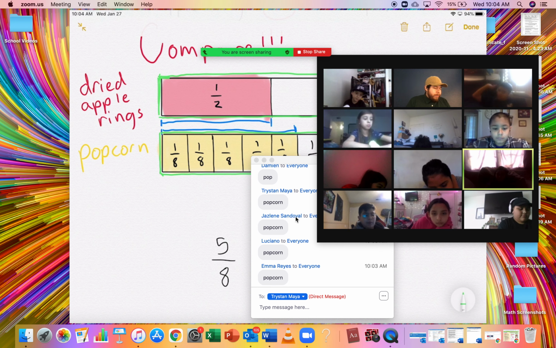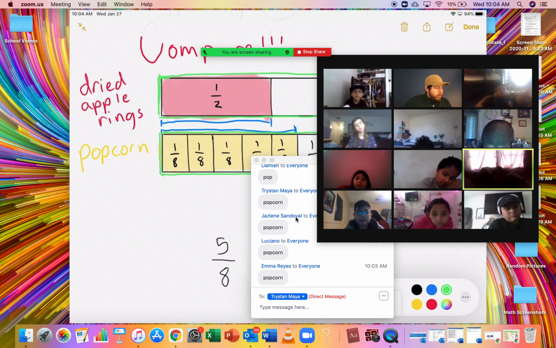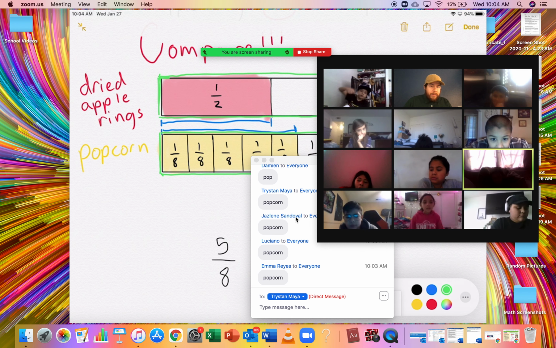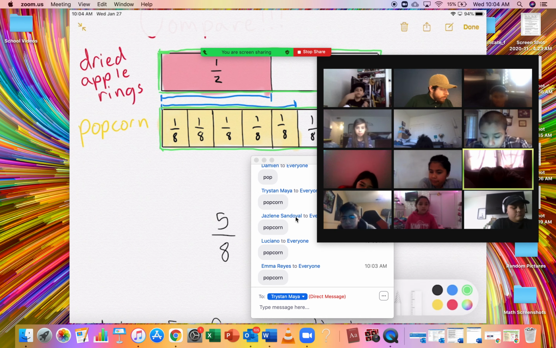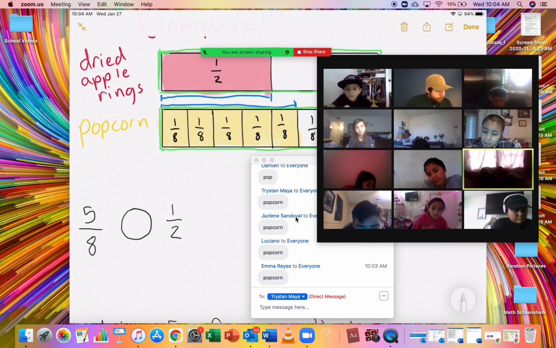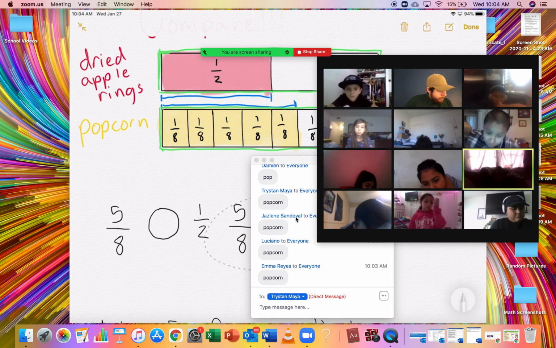And the popcorn's fraction was 5/8, while the dried apples was 1/2. So which one is bigger? We already said 5/8, which, we'll go over this again. I want to quickly show you 3 strategies for how to fill this out.